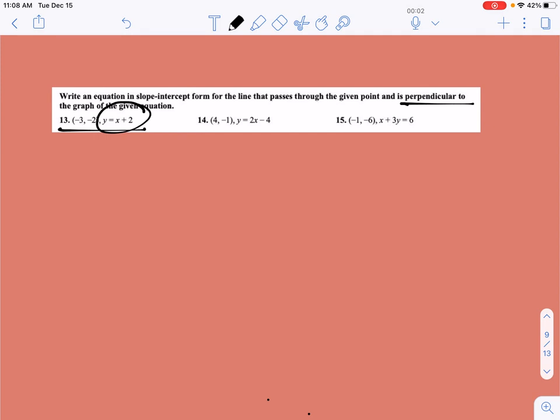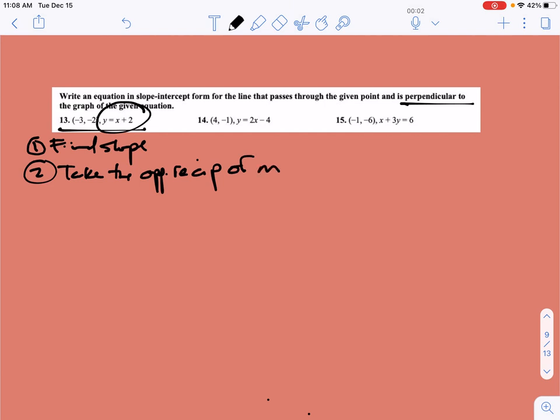Our pattern for how we're going to do this is the same as last time, where we always start by finding the slope. But once we find the slope, we're going to take the opposite reciprocal of that slope. Then we're going to do all our plugging in like what we did with parallel lines and move forward. So let's just do number 13 and see what happens.